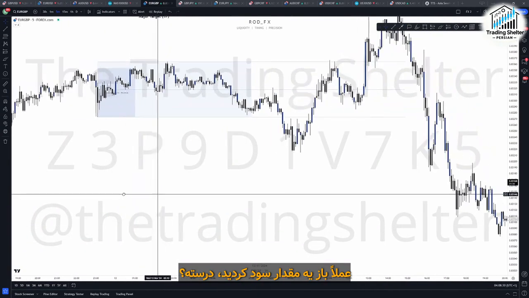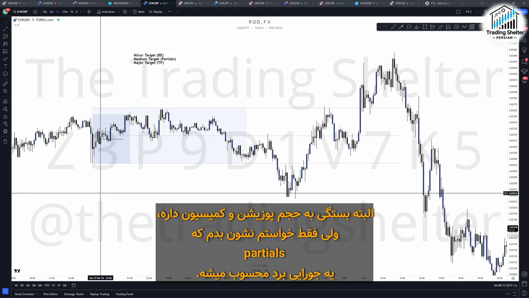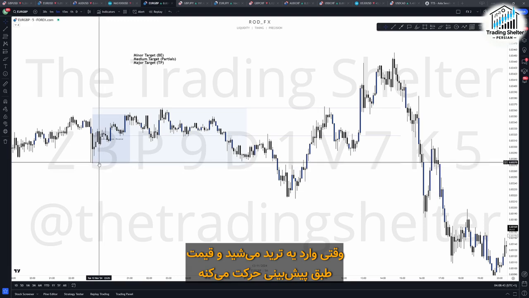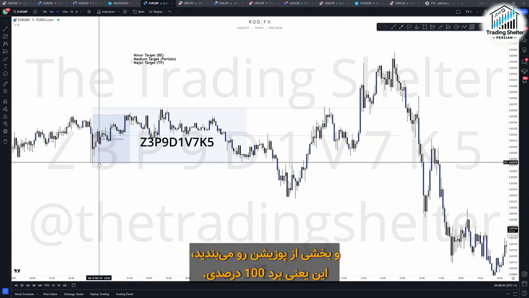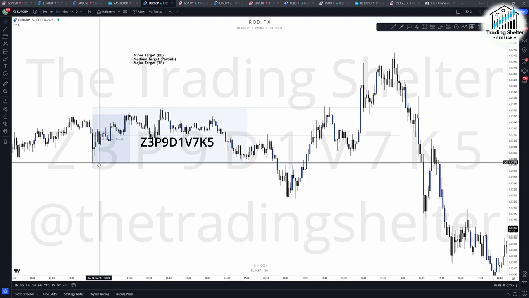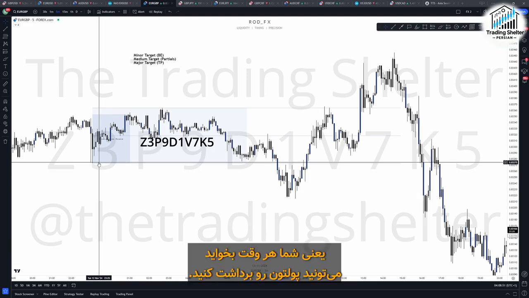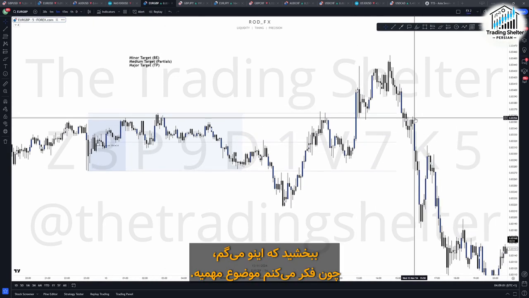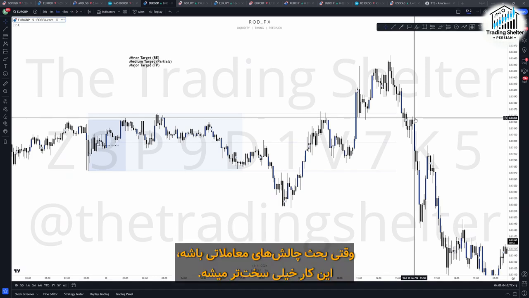But just so you understand, partials are 100% win rate, success rate, whatever. It's 100% certain that when you enter a trade and it goes in your direction and you take partials, it's a 100% win rate. This means that you're able to take money whenever you want. And again, this is very hard when it comes down to people trying to pass a challenge.